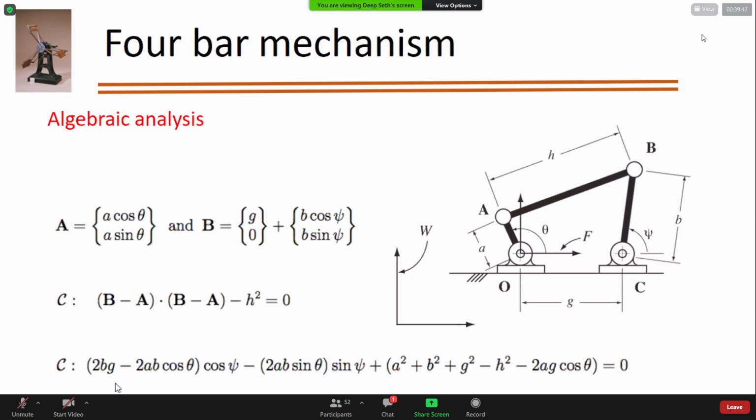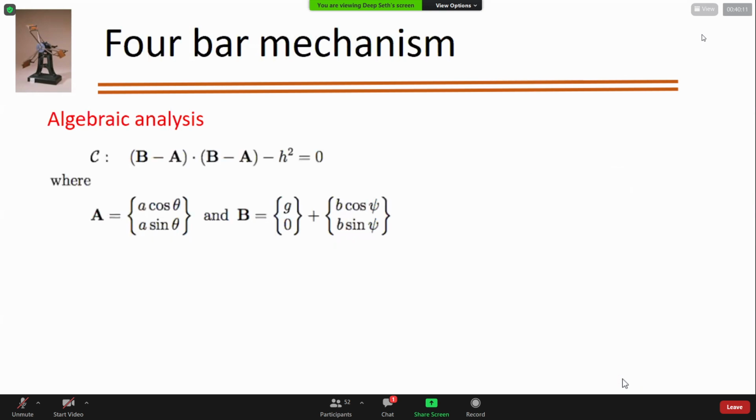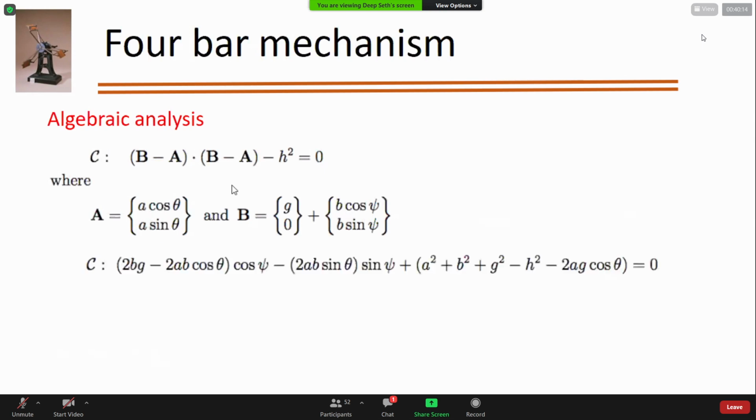So what will that be? Basically you just have to expand it in terms of trigonometric functions. You have to enter all the values in terms of A, B, G, and H, and in terms of cos psi, sin psi, and theta. All these things you enter here, and when you solve it, you equate it to 0. This is how you do the algebraic analysis. So that was the equation that you got.